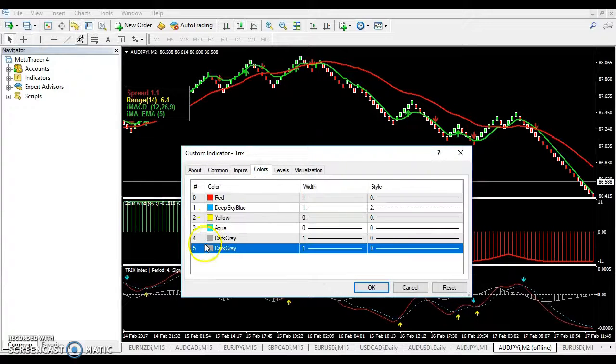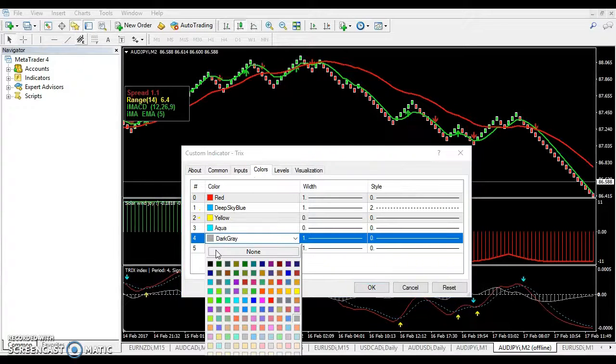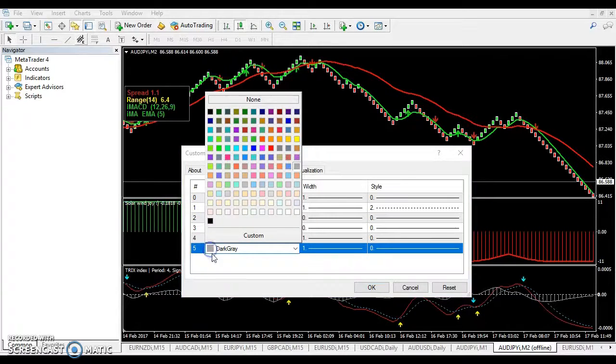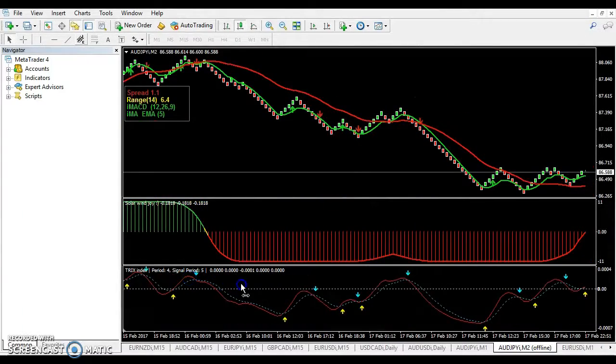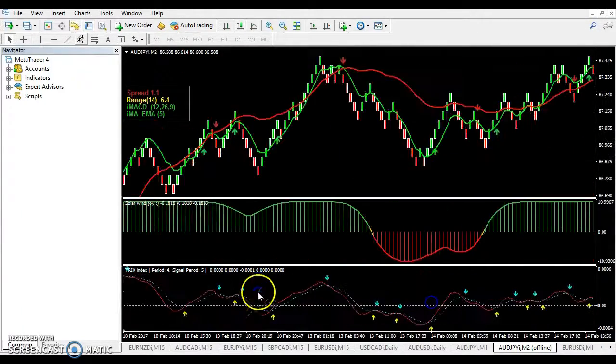Actually, go to colors. I want you to take these last two gray boxes and put them to none. Get that extra stuff out the way. Okay, so now it's not that cluttered.